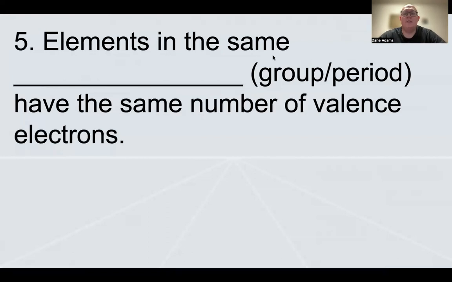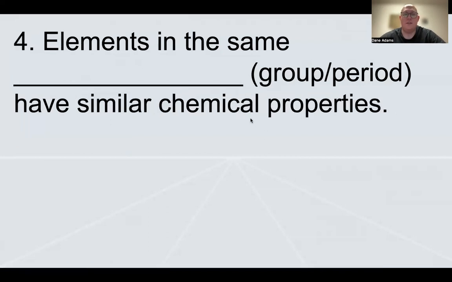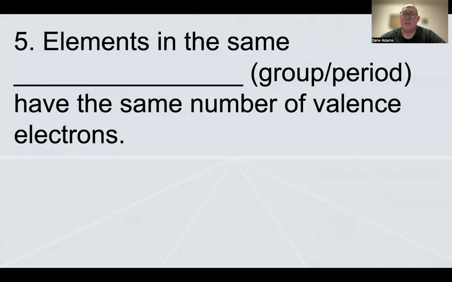Last one here says elements in the same group or period have the same number of valence electrons. And hopefully you saw from building your own that it's the group. Elements in the same group have the same number of valence electrons, the same column. And we're going to see that it's not a coincidence that elements in the same group have the same number of valence electrons and also have similar chemical properties. That is not a coincidence. And we're going to see why as we move forward.